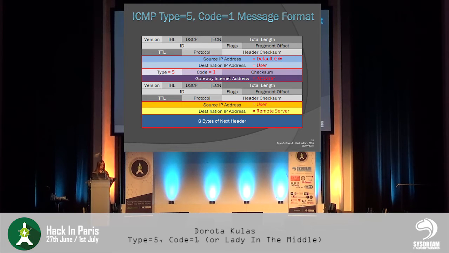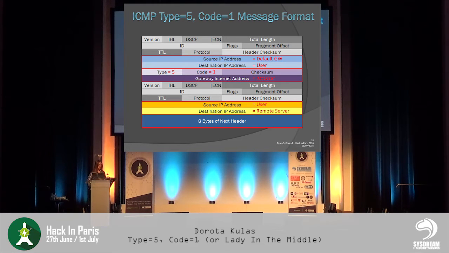And then next, we embed the IP header and 8 bytes of the next header of packet number 2. So the response which was sent from user to the server. The source IP address is user, destination IP address is remote server, and then we need to put there 8 bytes of the next header. So as you can see so far, we more or less know everything we need to construct this type of packet. But what could be the problem here?